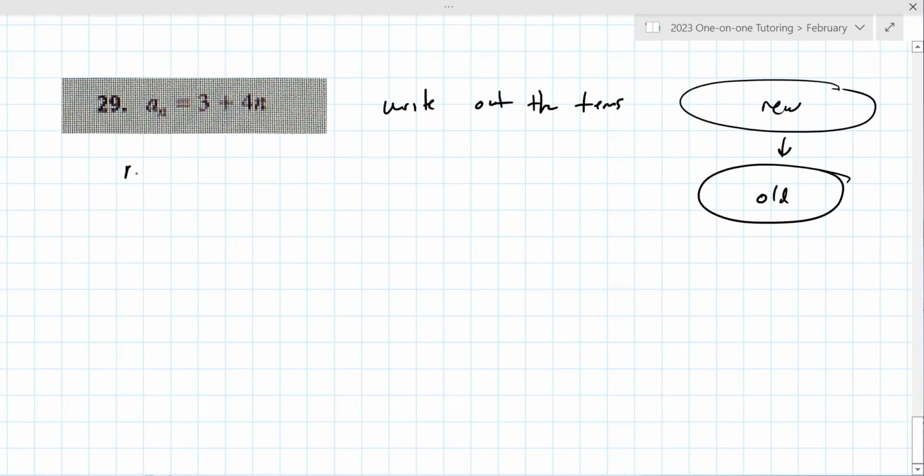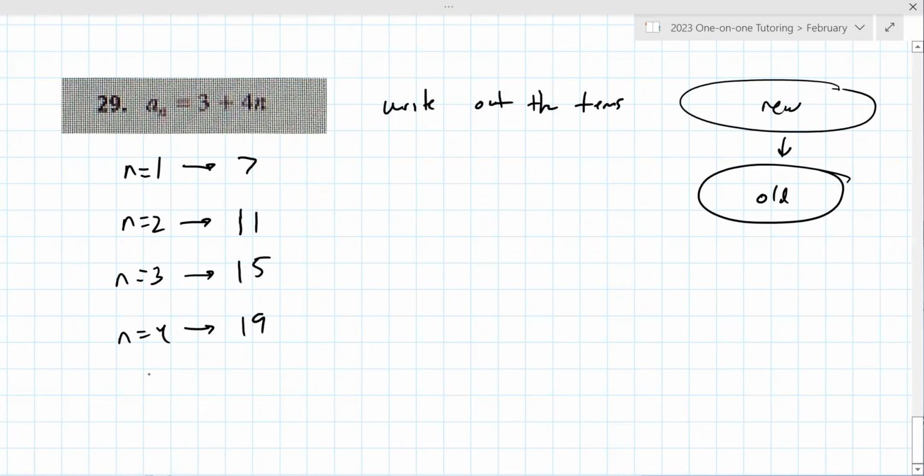Okay, so you're going to say, well, if n is 1, what is the term? What does this become? Can you tell me that? If n is 1, then it'll be 7. Right. And then if n is 2, it's 11. What about when n is 3? 15. Okay. N is 4 is 19.